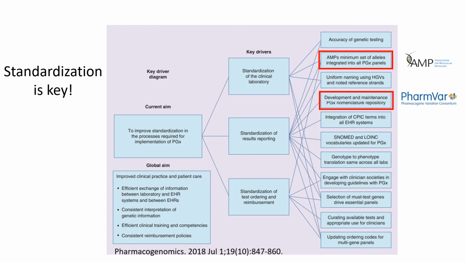The development and maintenance of PGx nomenclature. This is very important too. We really need to be calling things what they're supposed to be called, and PharmVar is the great resource for that now. And then CPIC. So what we've tried to do is work the best we can.